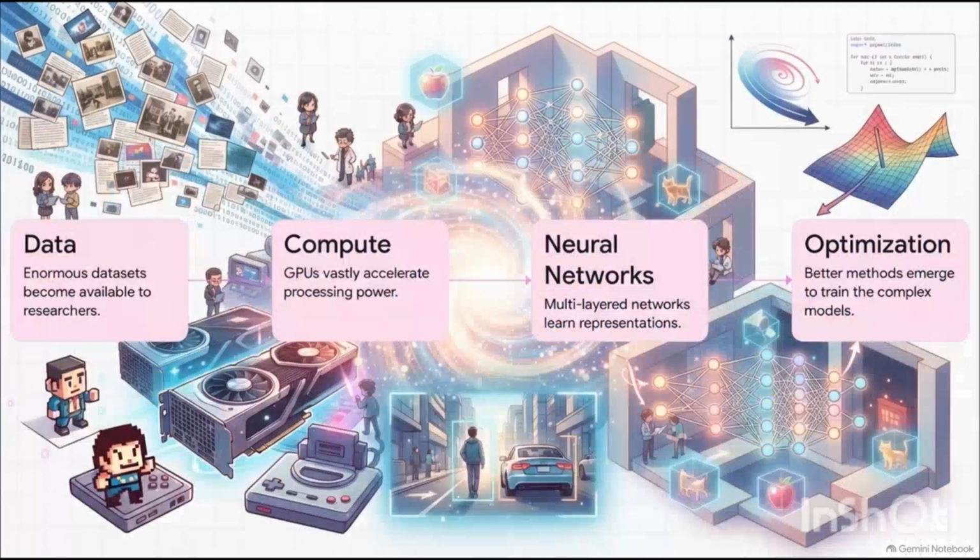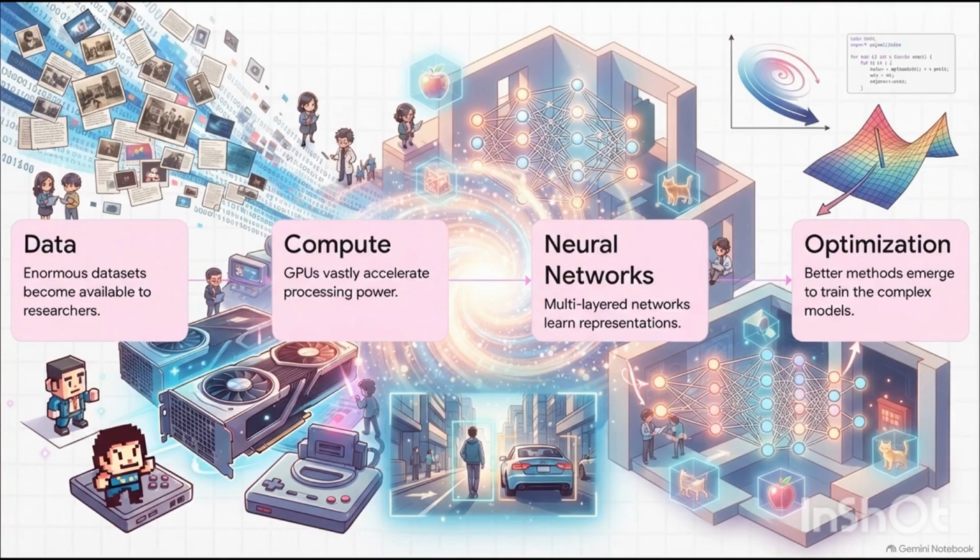Now, this approach had actually been bubbling under the surface for decades, but it was just completely starved of the necessary resources. That all changed dramatically in 2012 when 4 crucial ingredients suddenly aligned perfectly: We finally had massive amounts of digital data, vastly more powerful compute, specifically using GPUs adapted from the video game industry, multi-layered neural networks, and much better optimization techniques.